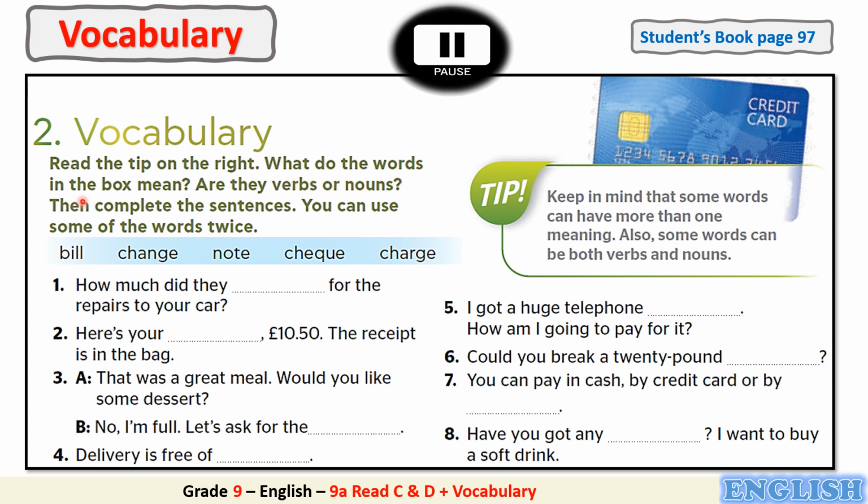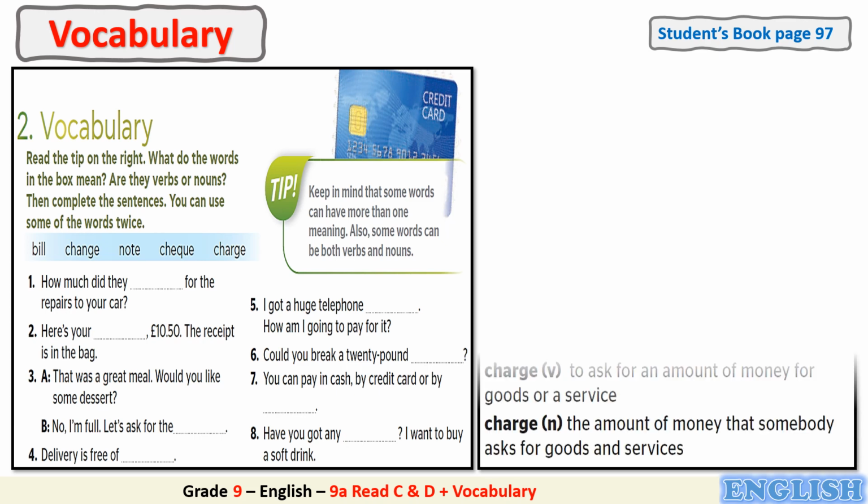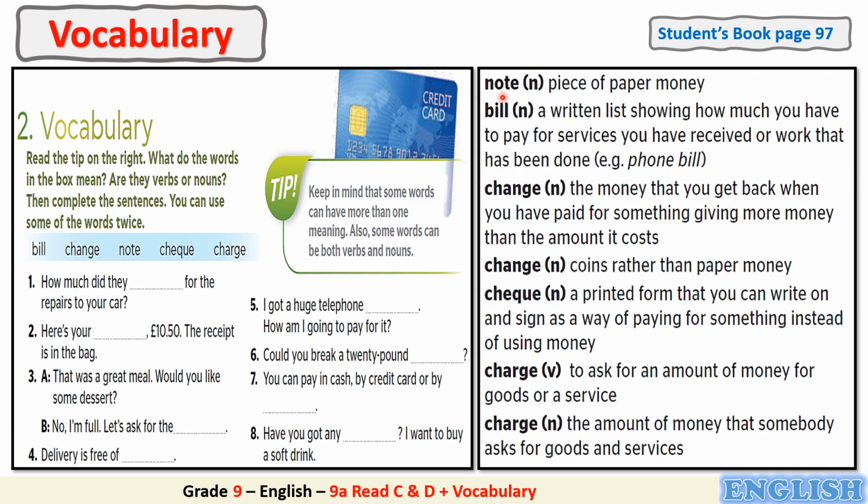What do the words in the box mean? Are they verbs or nouns? Now let's check your answers. Note. It is a noun, which means piece of paper money. Bill. It is a noun, which means a written list showing how much you have to pay for services you have received or work that has been done. For example, phone bill.